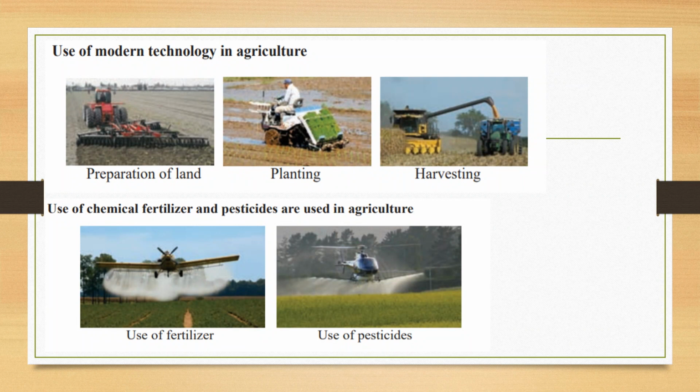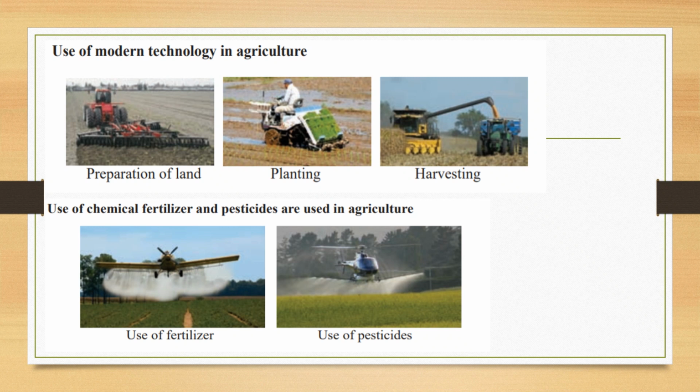So here I have taken some pictures with descriptions from your textbook. The first one, use of modern technology in agriculture. For example, preparation of land. The second one, planting. And the third one, harvesting. Here you can observe how the machineries and equipment are used in agriculture.